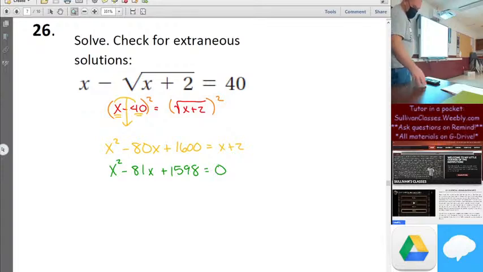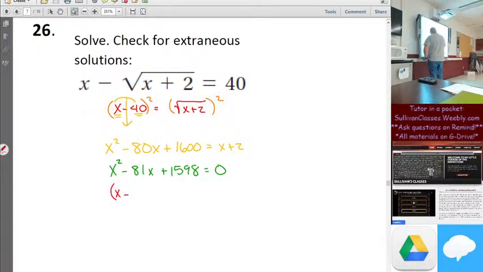No. I don't know if this is. I hope it's not, because that's just gross. A is one, B is negative 81. Clear, negative 81. Is 1598. 34 and 47, yeah. Oh, 34, not 38. Okay. X minus 34, x minus 47.